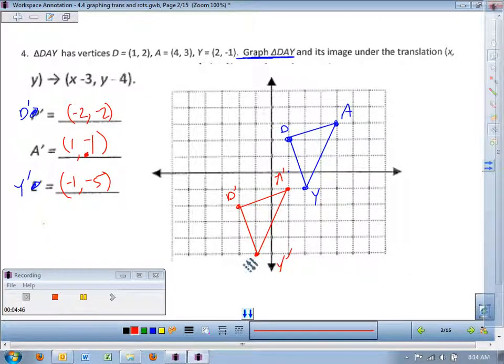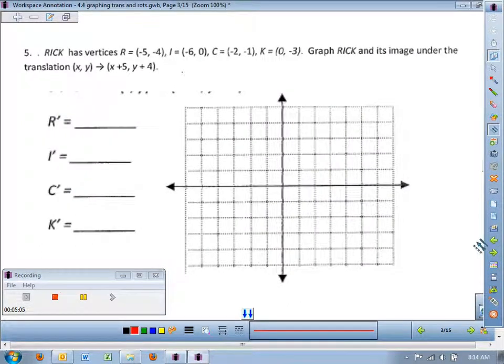This is just a slide. This thing went 3 units to the left, 1, 2, 3, and 4 units down, 1, 2, 3, 4. 3 units to the left, 4 units down. Let's go again. So Rick, let's go ahead and graph Rick originally.